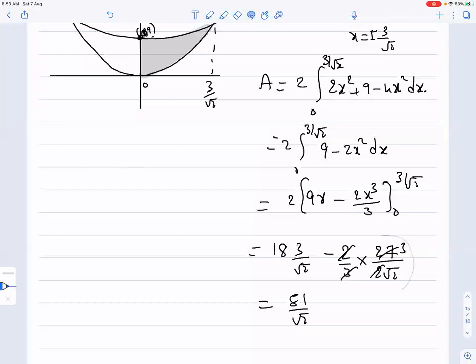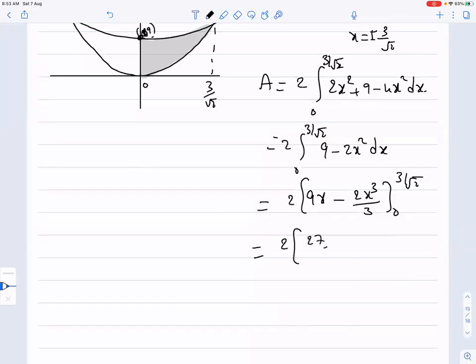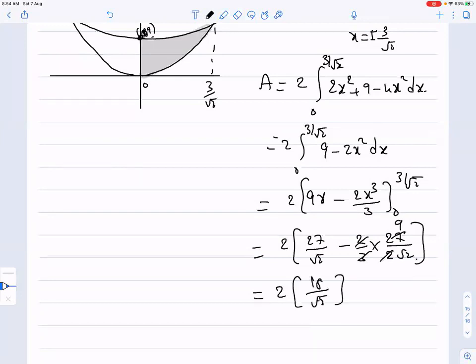I made an error. Let's redo it. That is 2 into [9 into 3 by root 2, that is 27 upon root 2, minus 2 by 3 into 3 cube, 27 upon 2 root 2]. Correct, students? So 2 into 2 cancel here, 3 9s, and 27 upon root 2 minus 9 upon root 2, that is 18 upon root 2. Answer is 9 root 2. That's what the answer is. Please write.